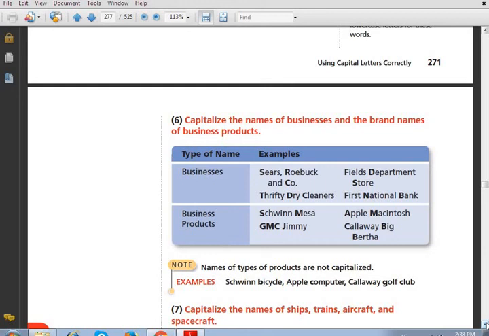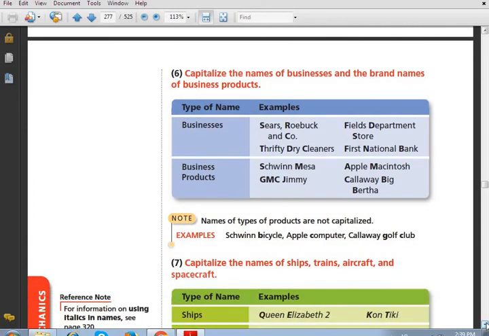Capitalize the names of mountains, memorials, and awards. Monuments and memorials, just like the Great Sphinx, Statue of Liberty, or awards, just like Academy Award, Nobel Prize. All of these names have to be capitalized.